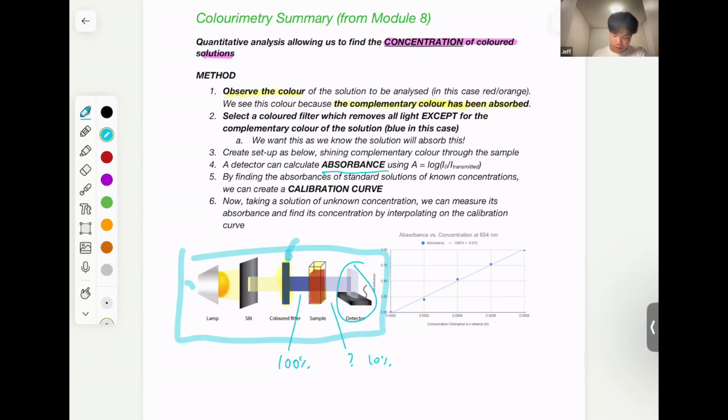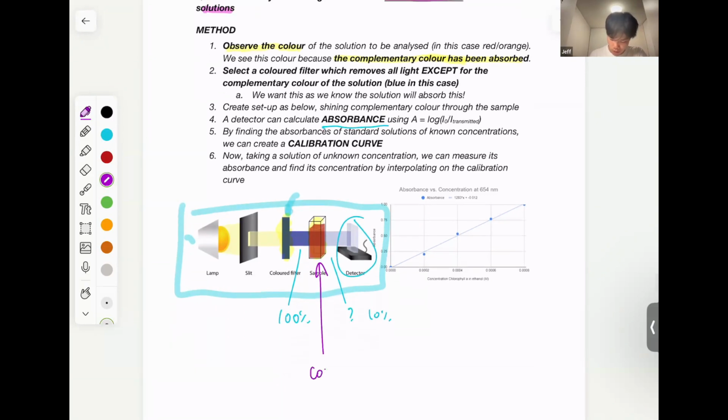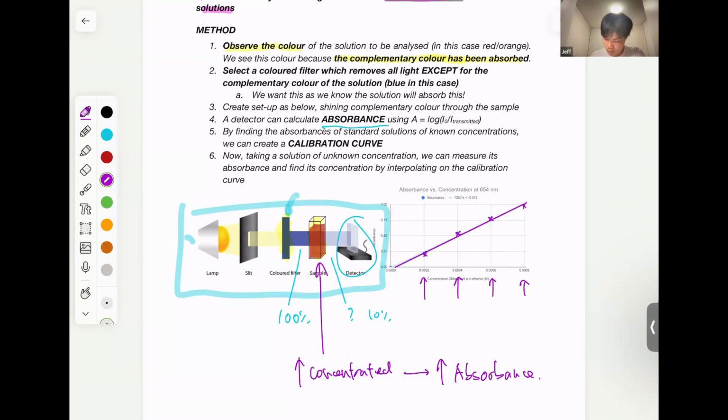But basically, if it's a more concentrated solution, this leads to a higher absorbance. If you have a more concentrated sample, you have a higher absorbance. So what you'll go and do is you get several standard solutions of known concentration, and you test their absorbances. You find that they form a linear relationship, and you can construct what we refer to as a calibration curve.